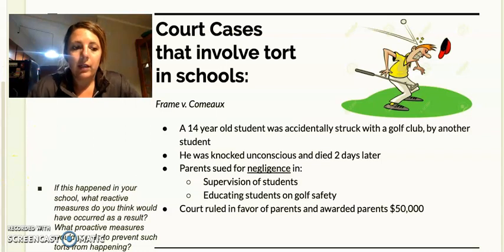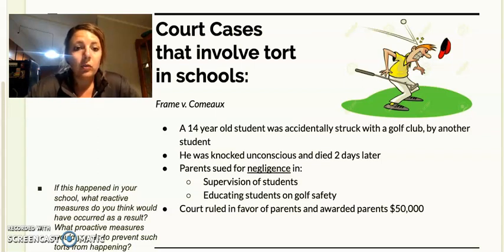The last court case that I researched was Frame versus Camo, and a 14-year-old student was hit with a golf club during a PE lesson by another student, completely accidental. He was knocked unconscious after the hit and ended up dying 2 days later.